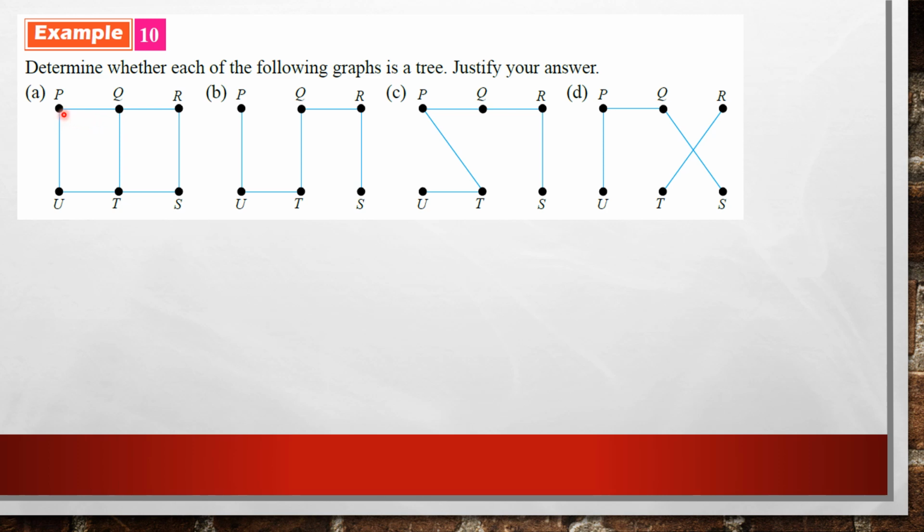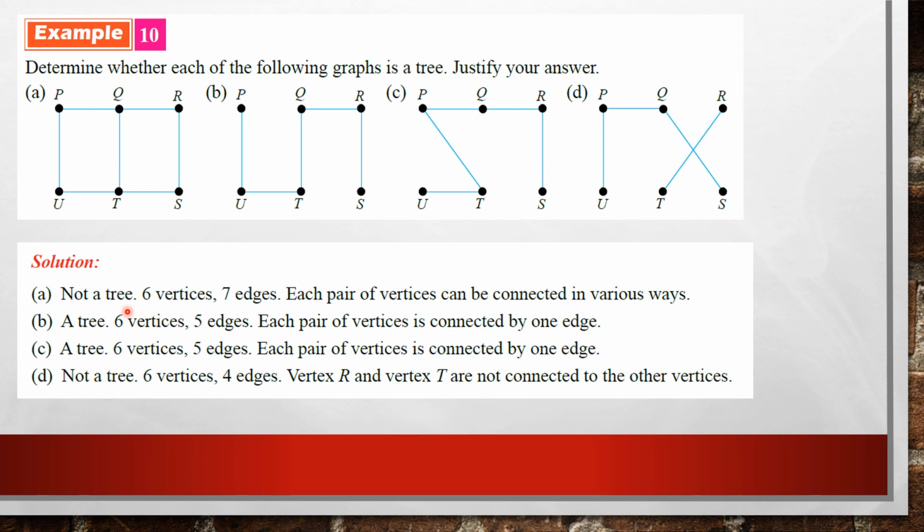Yes, because from P you can go straight to Q, or you can go to U first, then to T, then you can reach Q. Or another way, the longest way, you can go to U, then S, then R, then you reach Q. So in diagram A, from P to Q, you have more than one way. So diagram A is not a tree.